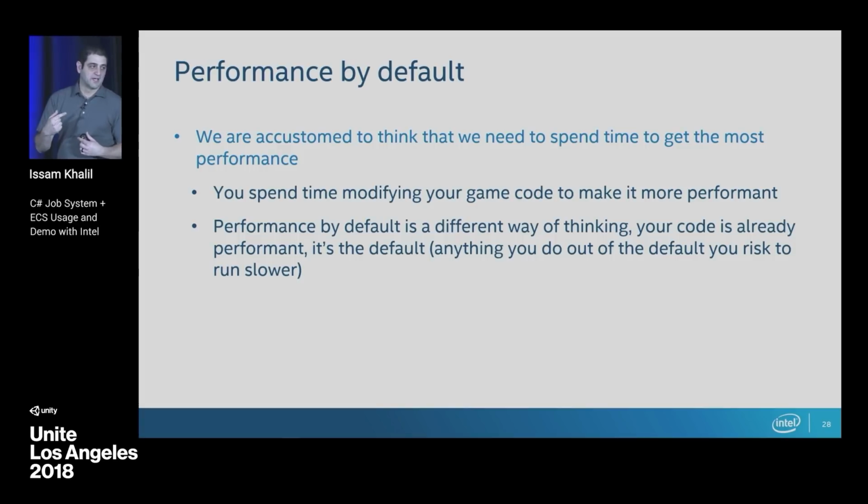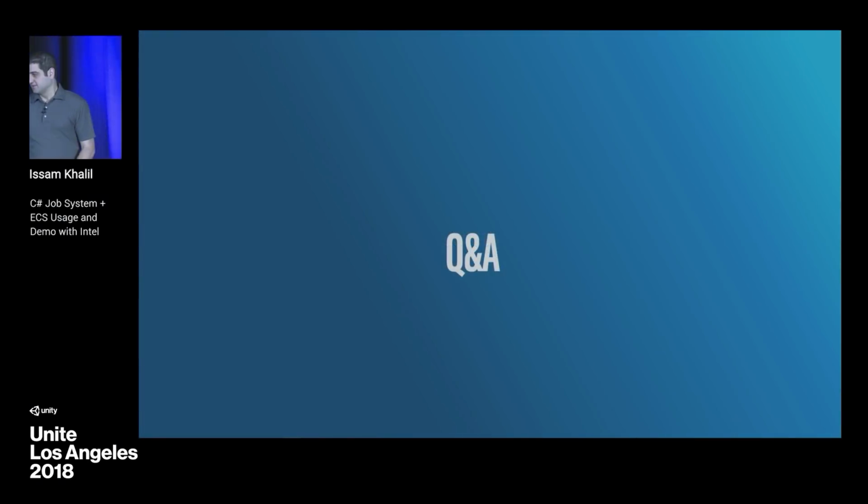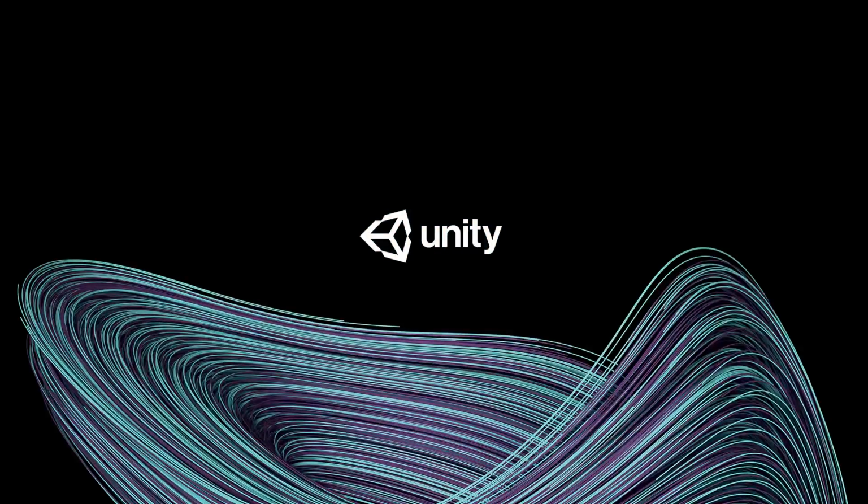You do not have to worry about needing additional time at the end of your project to change those hotspots everywhere to make them fast. You start thinking differently. You start thinking, oh, I'm just going to focus on my game. And I'm just going to know that if I follow the default way that Unity wrote ECS and the job system, I will get good performance. And if I need to do something specific, then now I know this is risky and I need to be extra careful on it. And yeah, that was me.